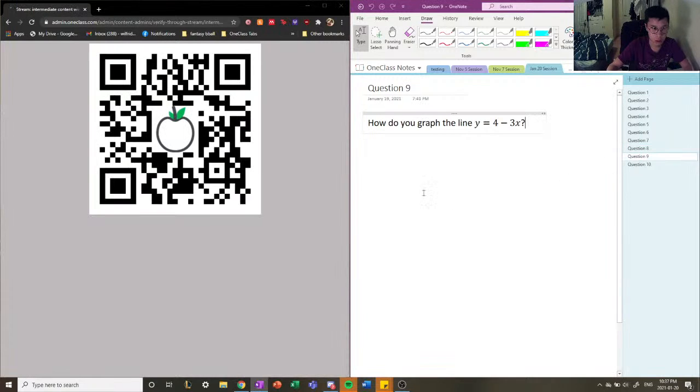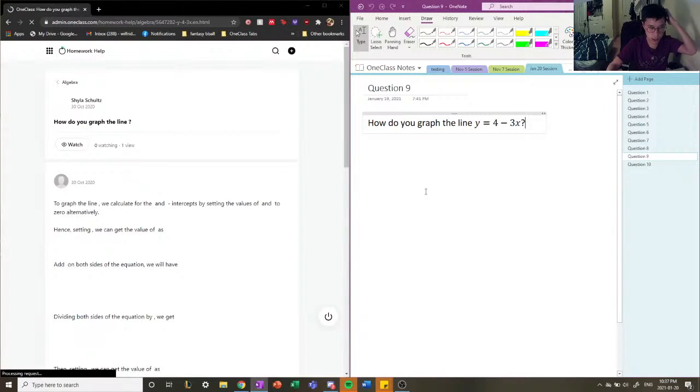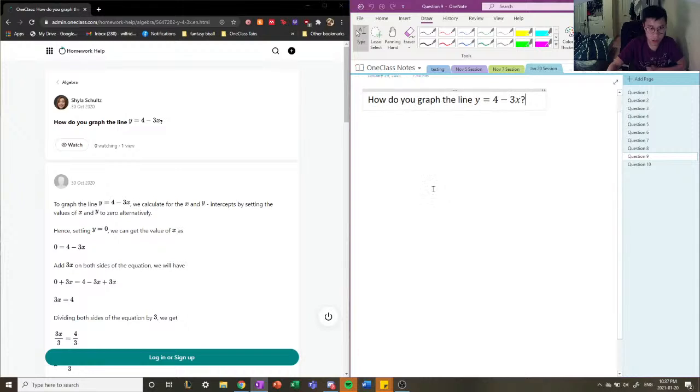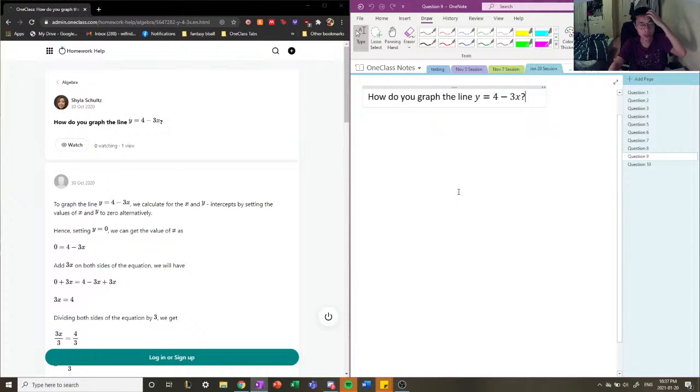All right, the next question asks us how to graph the line y equals 4 minus 3x. There are mainly two ways of graphing a line. The first way is to look at the slope of the line and evaluate the line at each point and graph the line. The other way is much simpler: all we have to do is find 2 points of the line and then draw a line through them. So y equals 4 minus 3x.